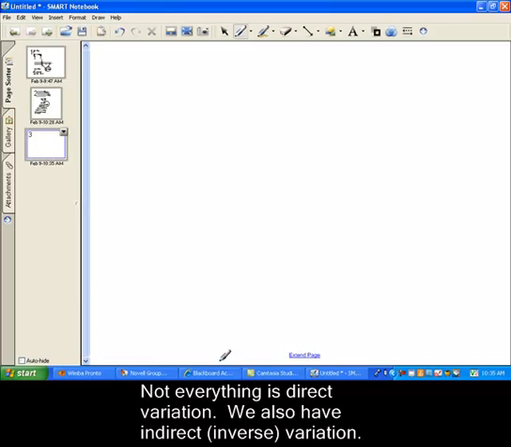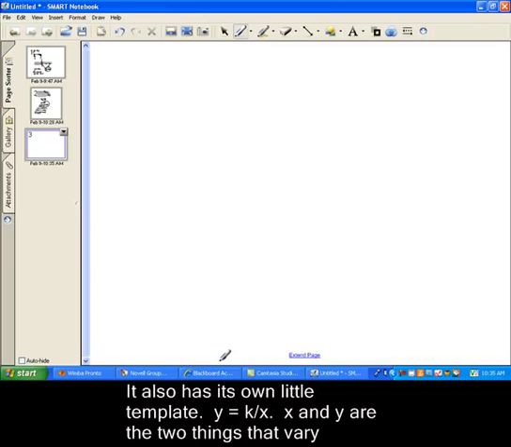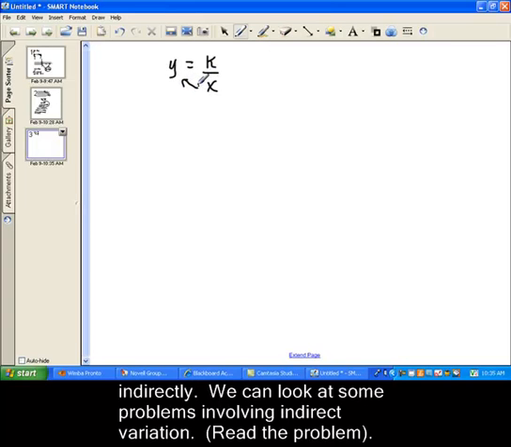Now, not everything is direct variation. We also have indirect variation. Sometimes this is called inverse variation instead of indirect variation, but it also has its own little template, and its equation is y equals k over x, where k is over the x, and x and y are the two things that vary inversely or indirectly. So we can look at some problems involving indirect variation.